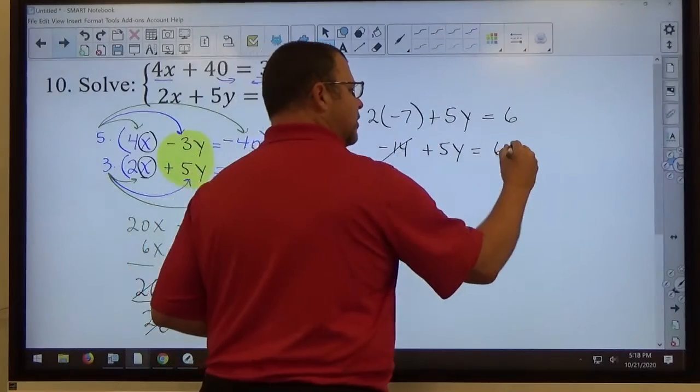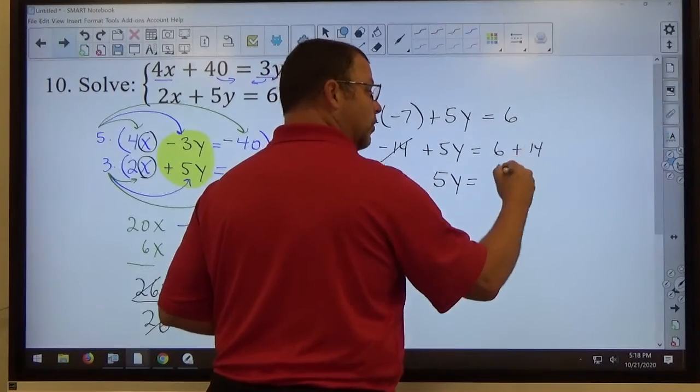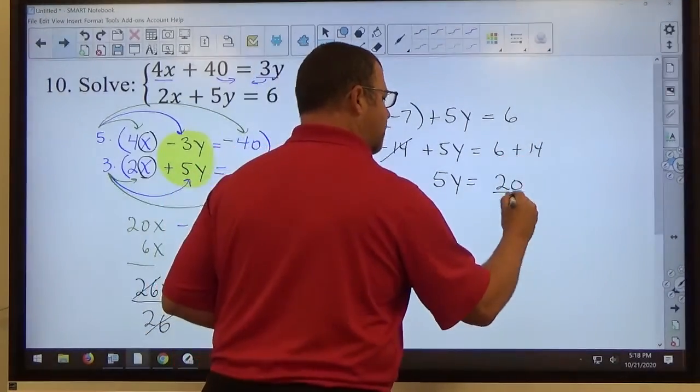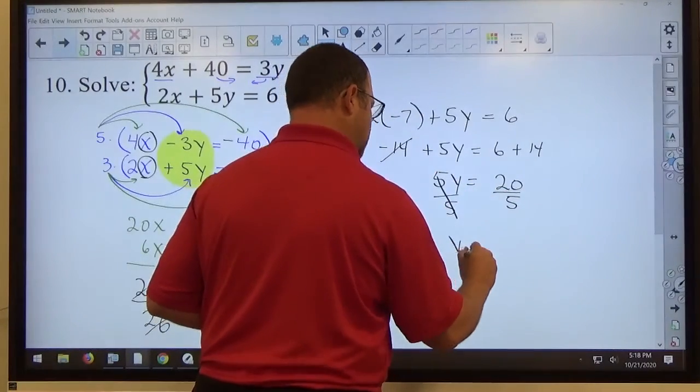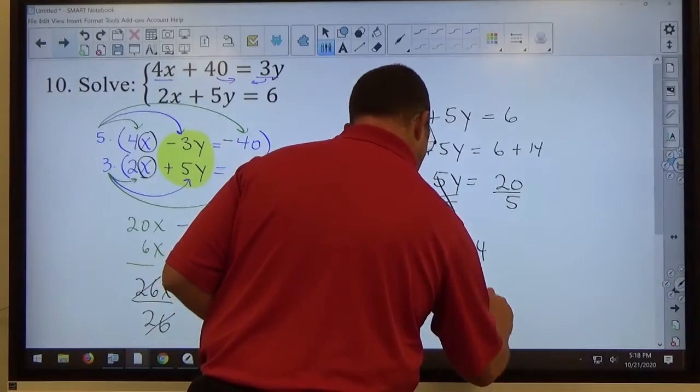14, chop it off this side, move it to this side, becomes positive 14, so 5y equals 6 plus 14, is 20. Same sign, add 14, bigger positive. Divide by 5, y is equal to 4. So my correct answer is negative 7 for x, 4 for y.